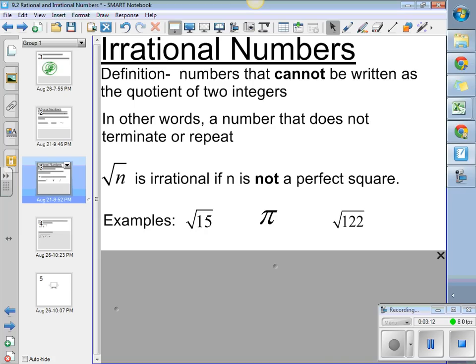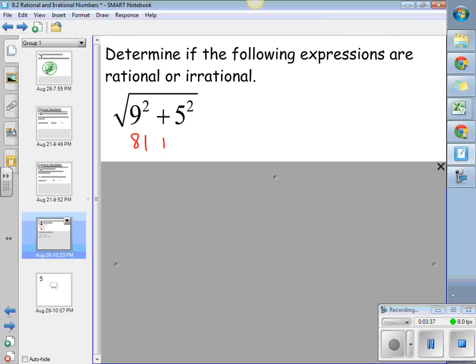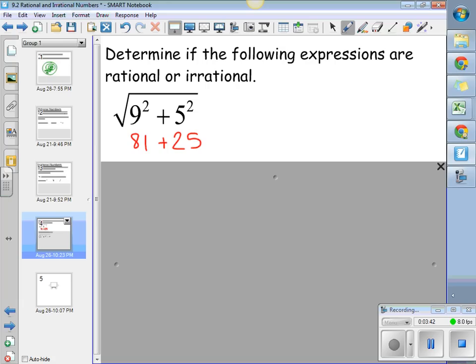All right, we're going to do some examples. Okay, so we're going to determine if these expressions are rational or irrational. The square root, the radical sign, works as a grouping symbol. So we're going to do what's underneath the radical first. So we're going to first square 9. So we get 81 plus 5 squared is 25. Okay, so 81 plus 25.